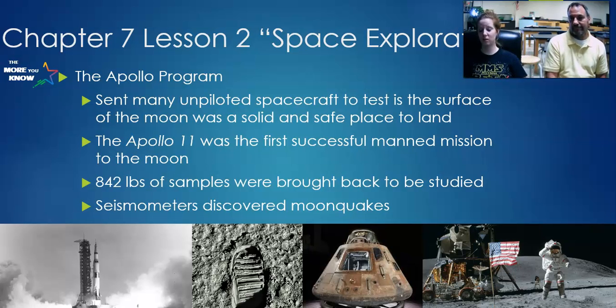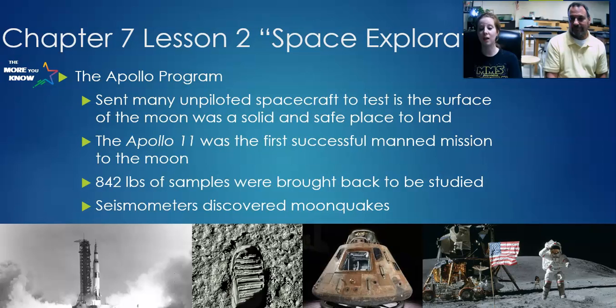And what this accomplished is we sent unpiloted spacecraft, first of all, because we were actually terrified of the moon. At this point in time, we didn't know that our moon was solid. We didn't know if it was liquid. We didn't know if it was quicksand. We didn't know if it was rubber. We had no idea. So we needed to send some out there, boop the moon, and make sure that it was safe to actually send humans to. And after many Apollos, we sent Apollo 11 as a manned mission.